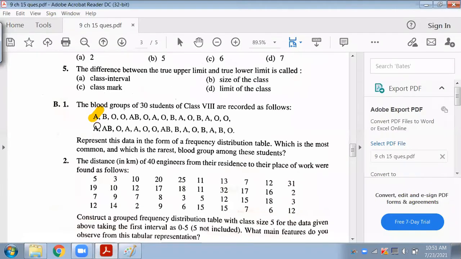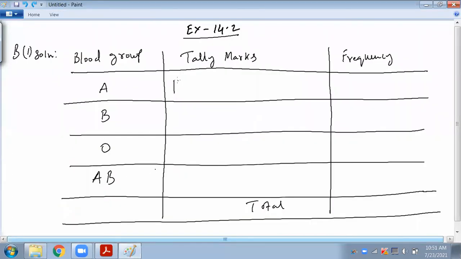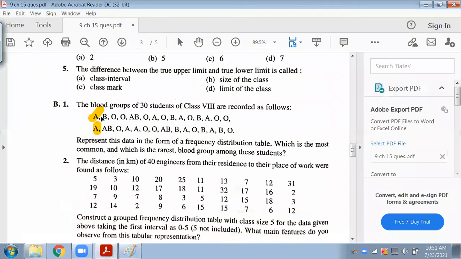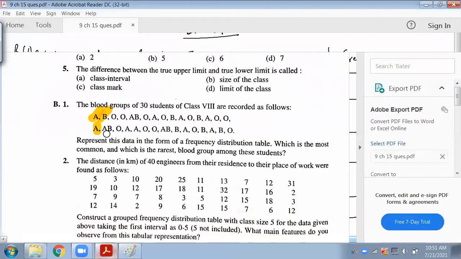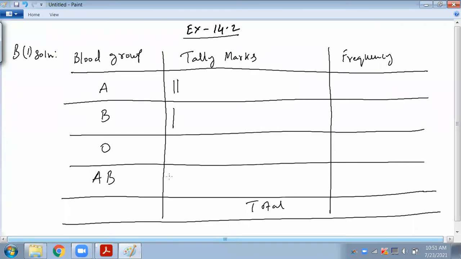Then again, next cut the next one, again A, so cut it and put the mark. Next cut B and put the mark near B. Then again you're going to cut AB and put the tally mark in the row of AB.